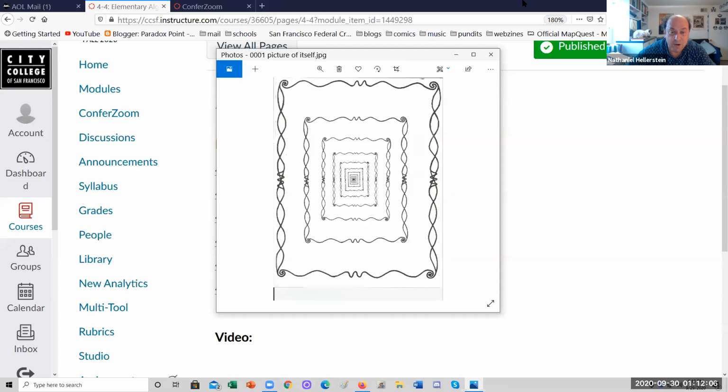This Zoom session is brought to you by the zero-dimensional fractal picture of itself.